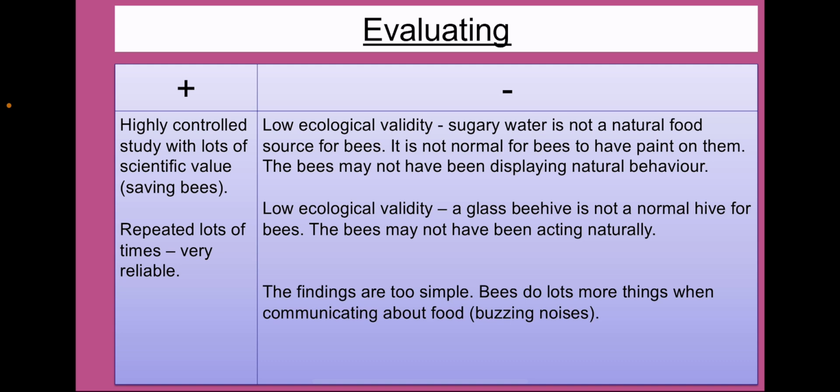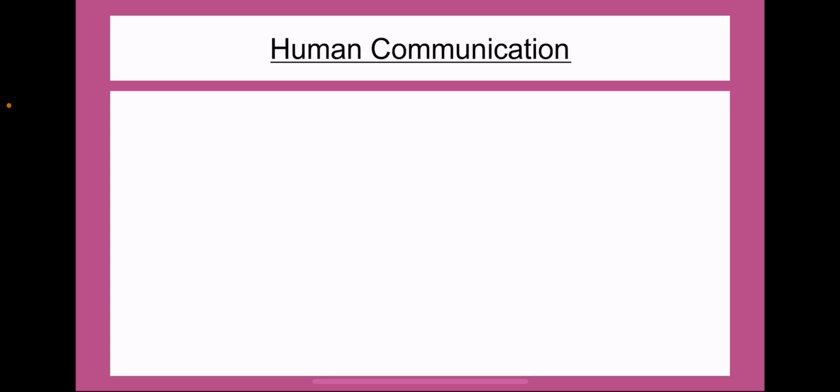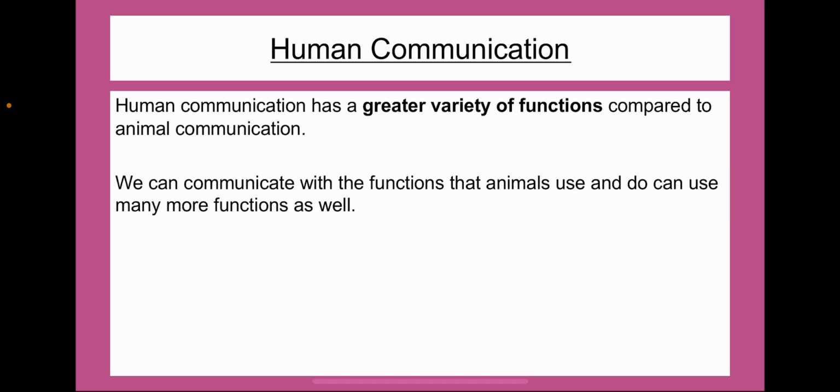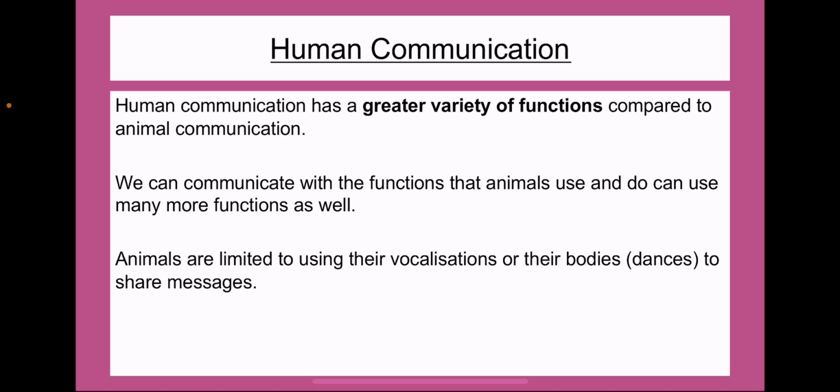Really easy to keep it focused on the fact that it was a lab study design. Really easy to evaluate. Now, what we finally need to cover is how human communication is different and what sets human communication at a higher level than animals. So as we've already said, humans have a greater variety of functions compared to animals when it comes to communication. We can do all the things that they do and more functions as well.